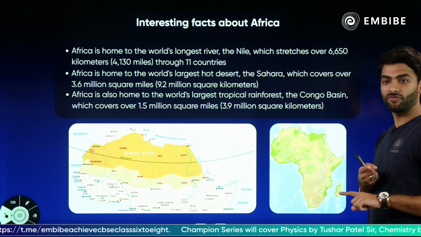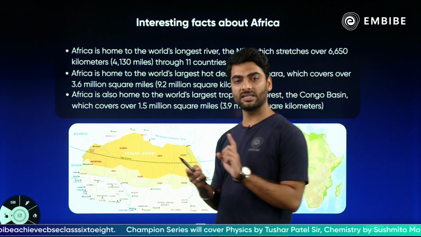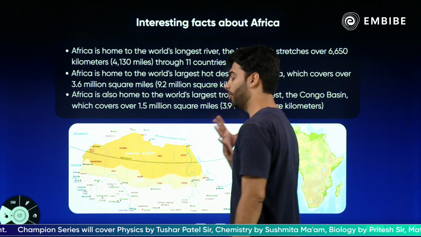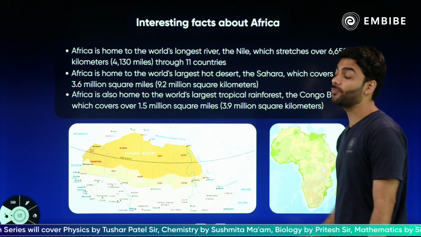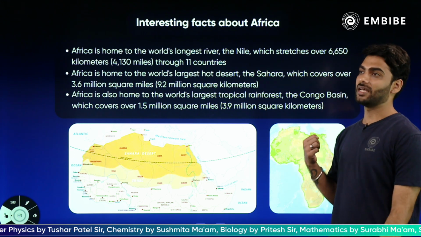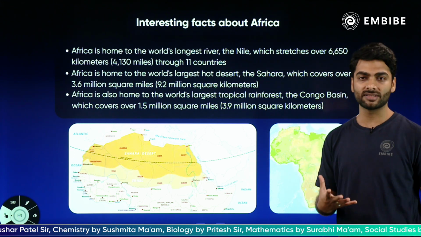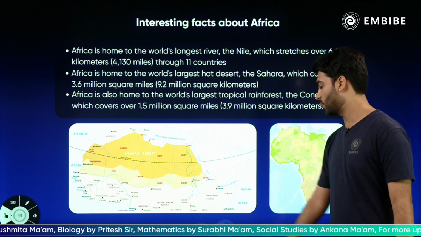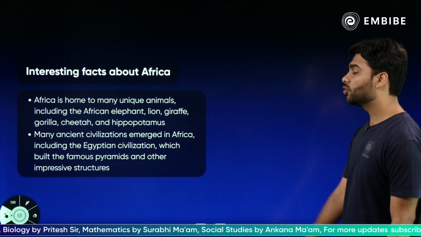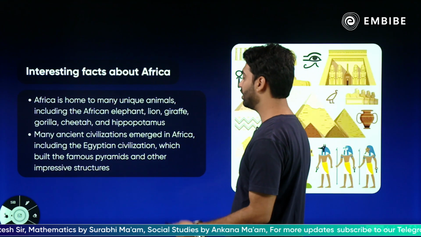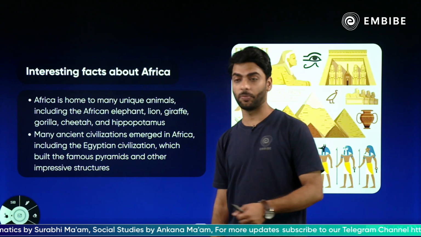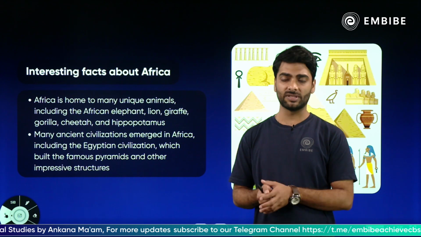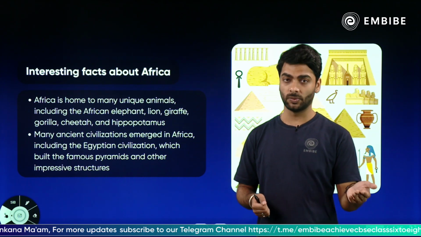So whether it is the rainforest, the desert, or the river, Africa has maintained world records for so many of them. A beautiful and a very potential continent. It has gold reserves, it has cocoa reserves. Africa is bountiful with natural resources as well. Africa is home to many unique animals like the African elephant, lion, giraffes, gorilla, cheetah, and hippopotamus. The African Animal Safari is known to be one of the best in the world.